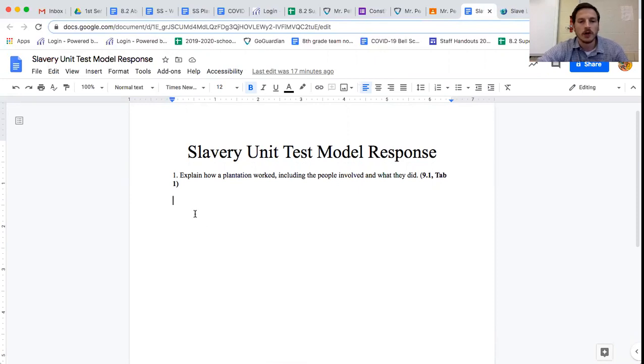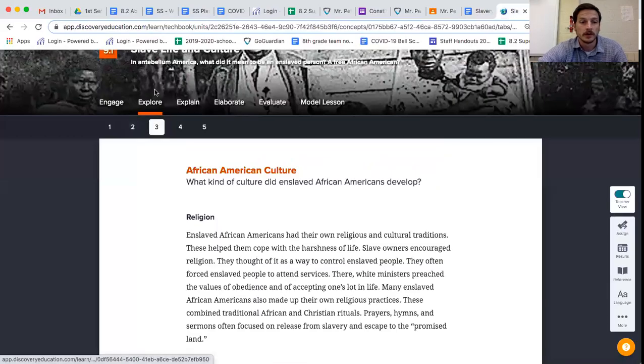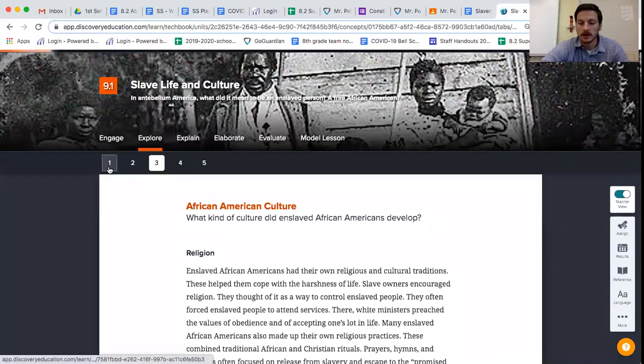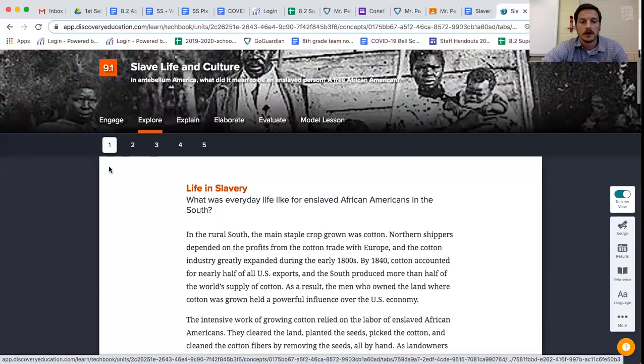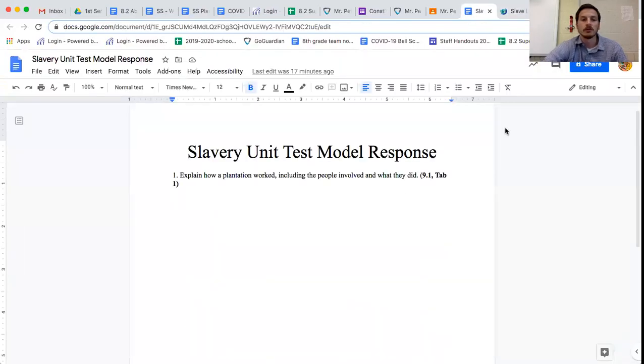So I'm going to look at the question, and it says, explain how a plantation worked, including the people involved and what they did. And it tells me right off the bat where I'm going to find the information that I'm looking for. So that's good. So I know that I need to go to 9.1 tab 1. So I'm in 9.1 already, as you can see. I'm going to go to tab 1. Now I'm going to go ahead and look at that question again real quick.